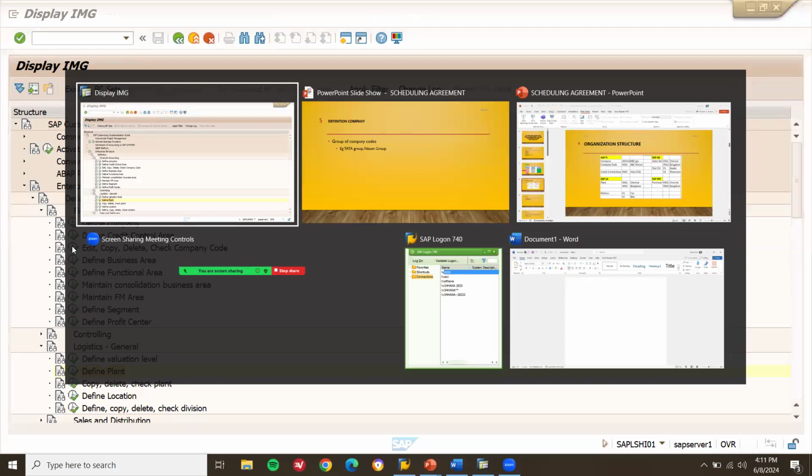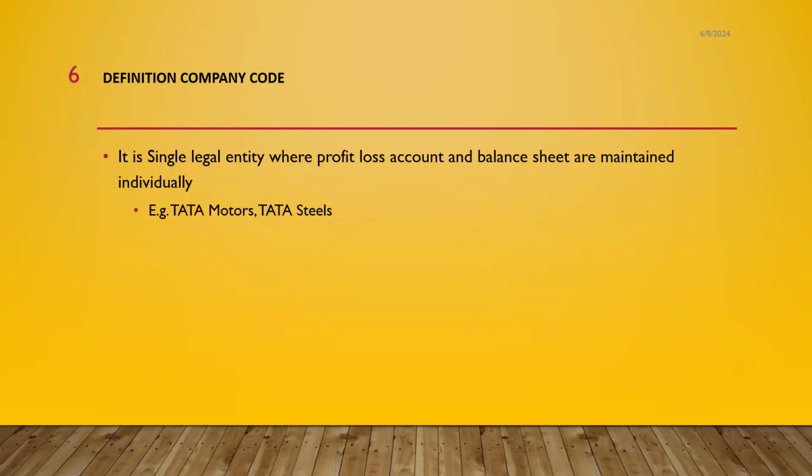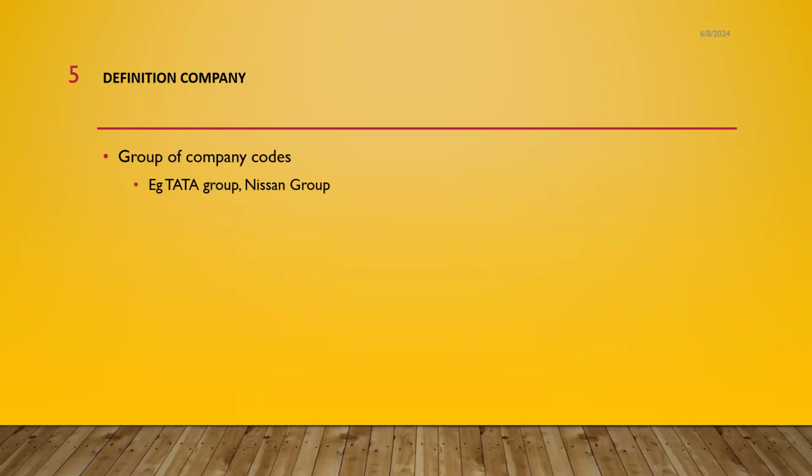Let's go to the slide. Example, Tata, define company. Company codes are Tata Motors, Tata Steel, as I already told. It's a single legal entity where the profit and loss account and balance sheet are maintained. So we have to create company and company code. Company and company code will be created by the FICO consultant.